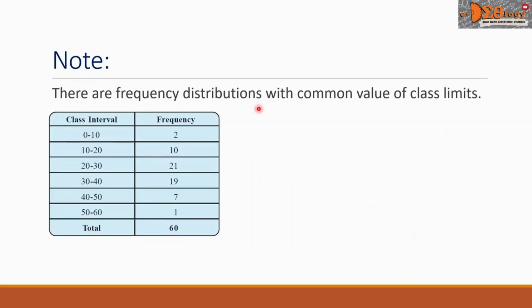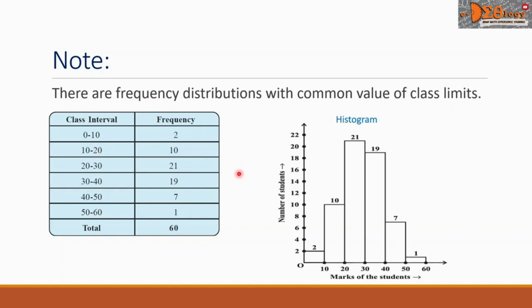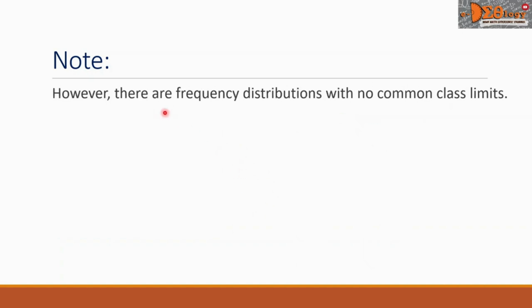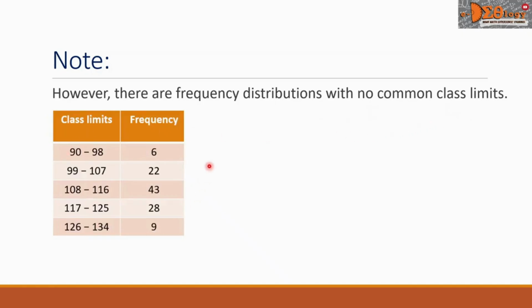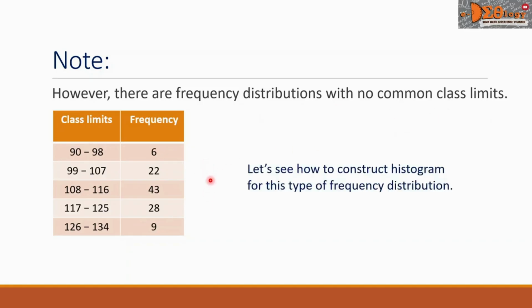There are frequency distributions with common value of class limits, just like this, and we are able to draw the histogram for this. However, there are frequency distributions with no common class limits. This is our example of frequency distributions whose class limits are not common. In this case, we're going to draw or construct histogram for this type of frequency distribution.